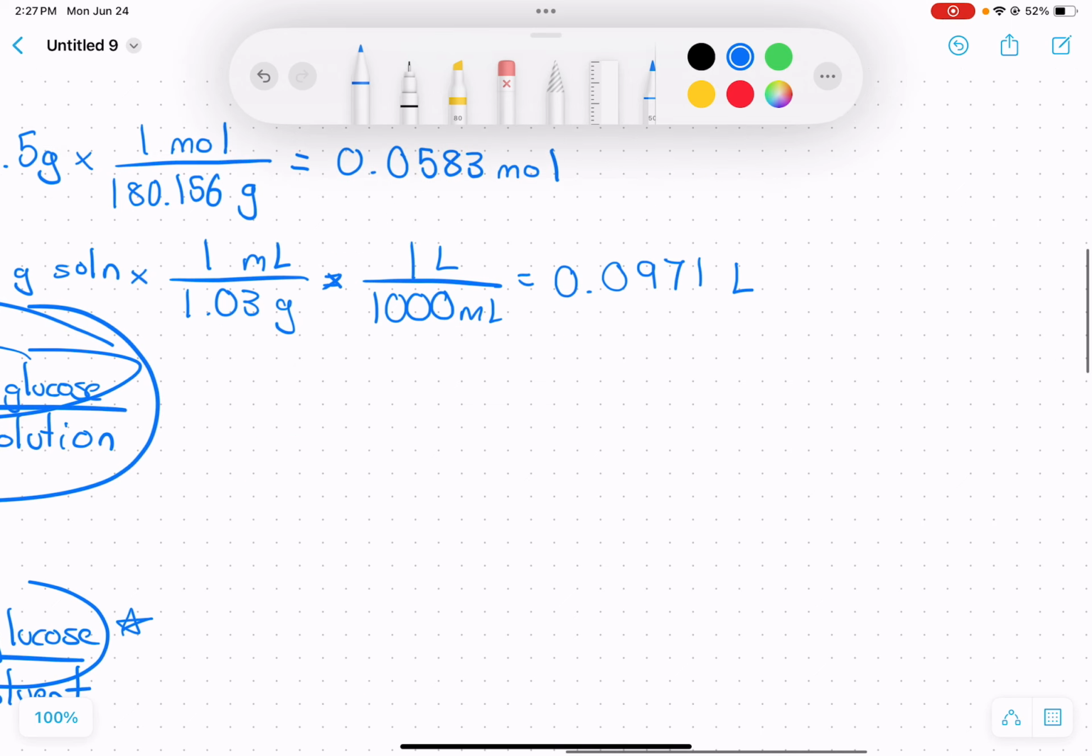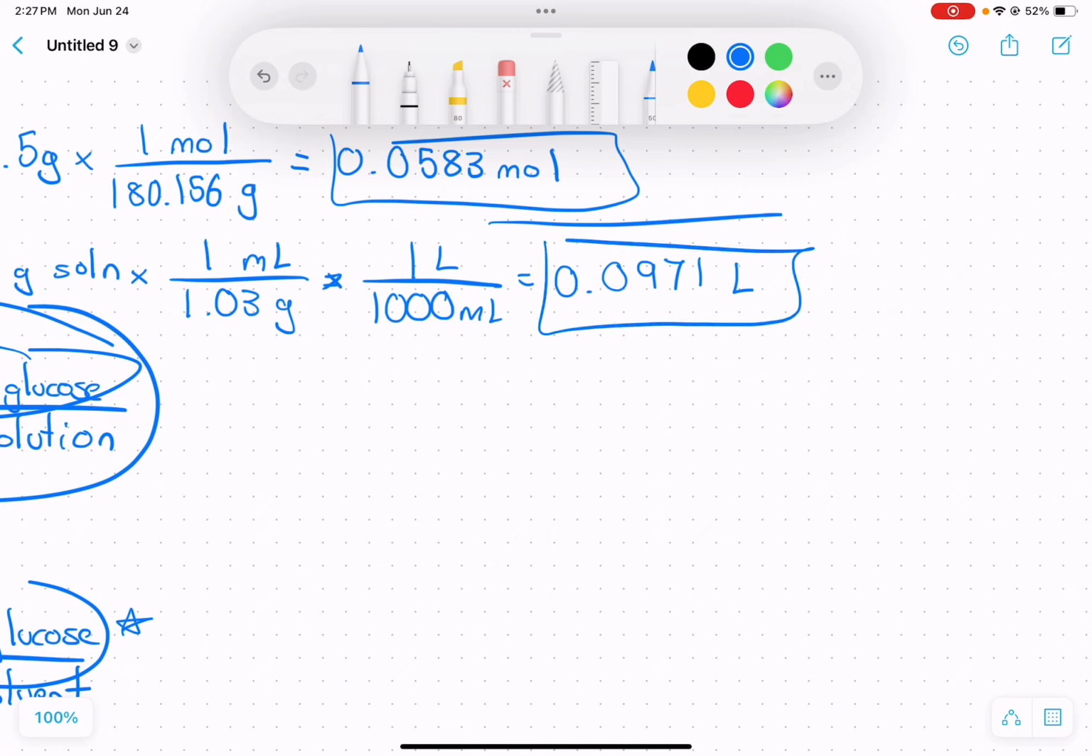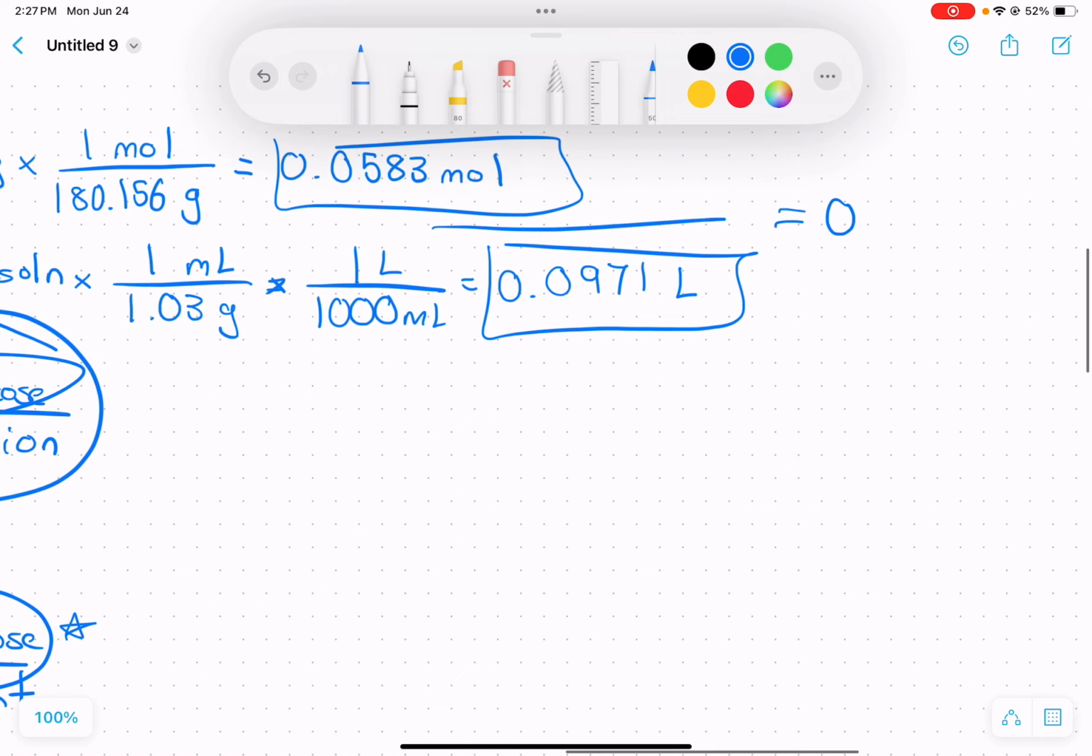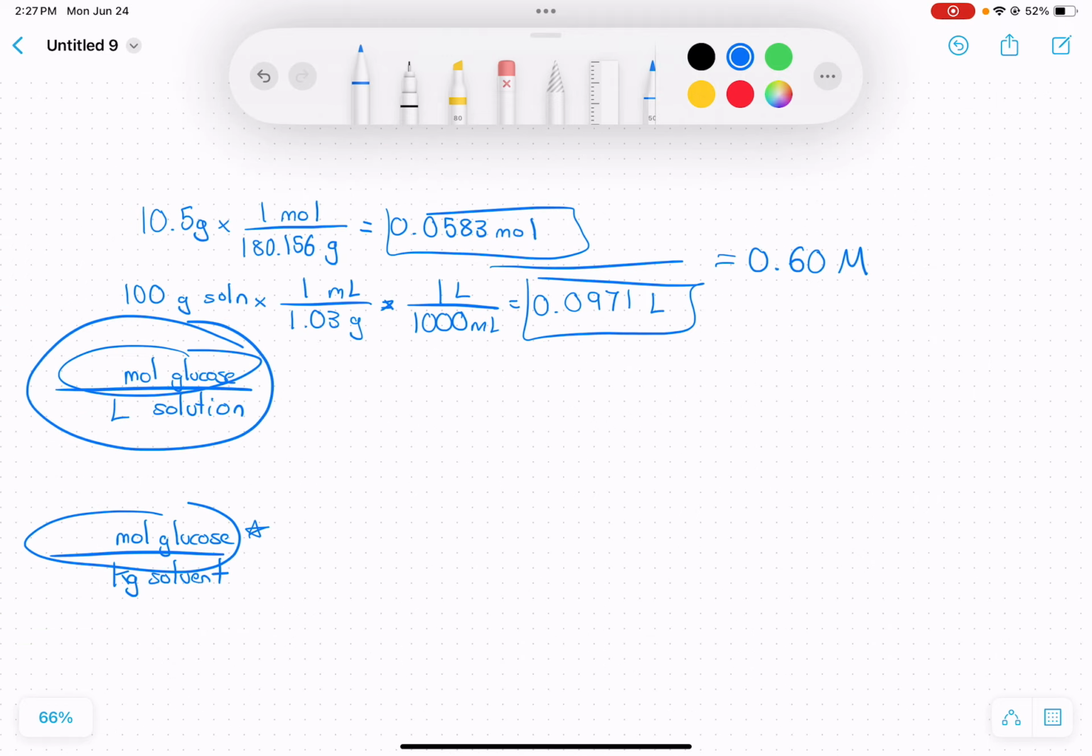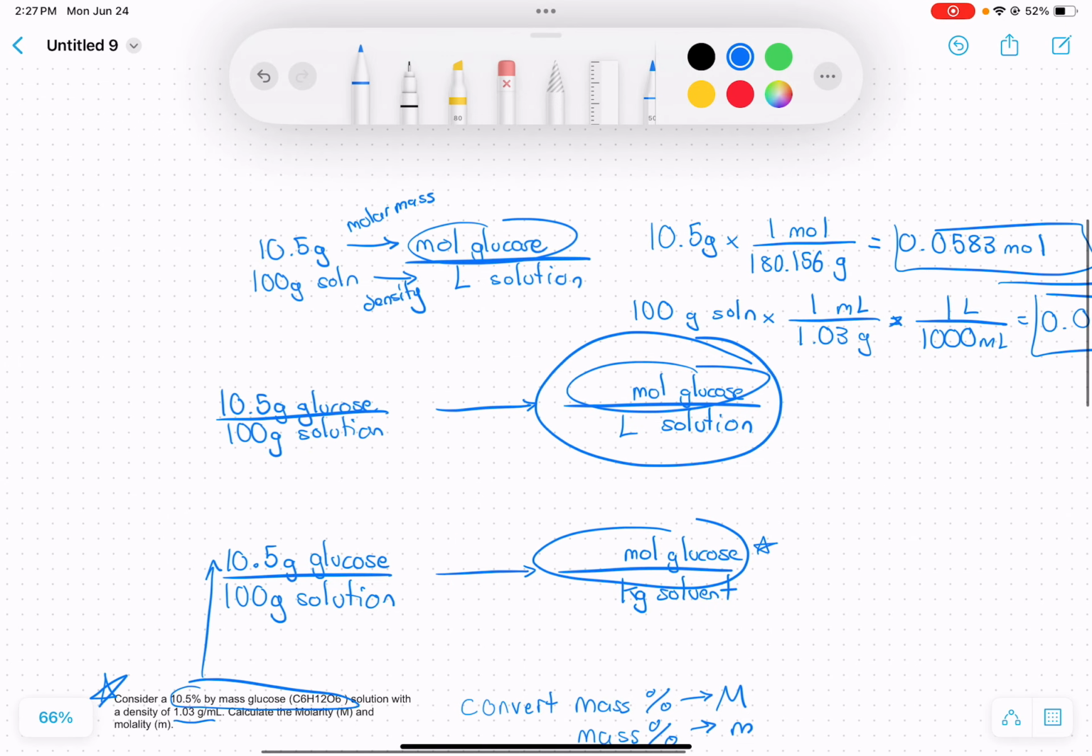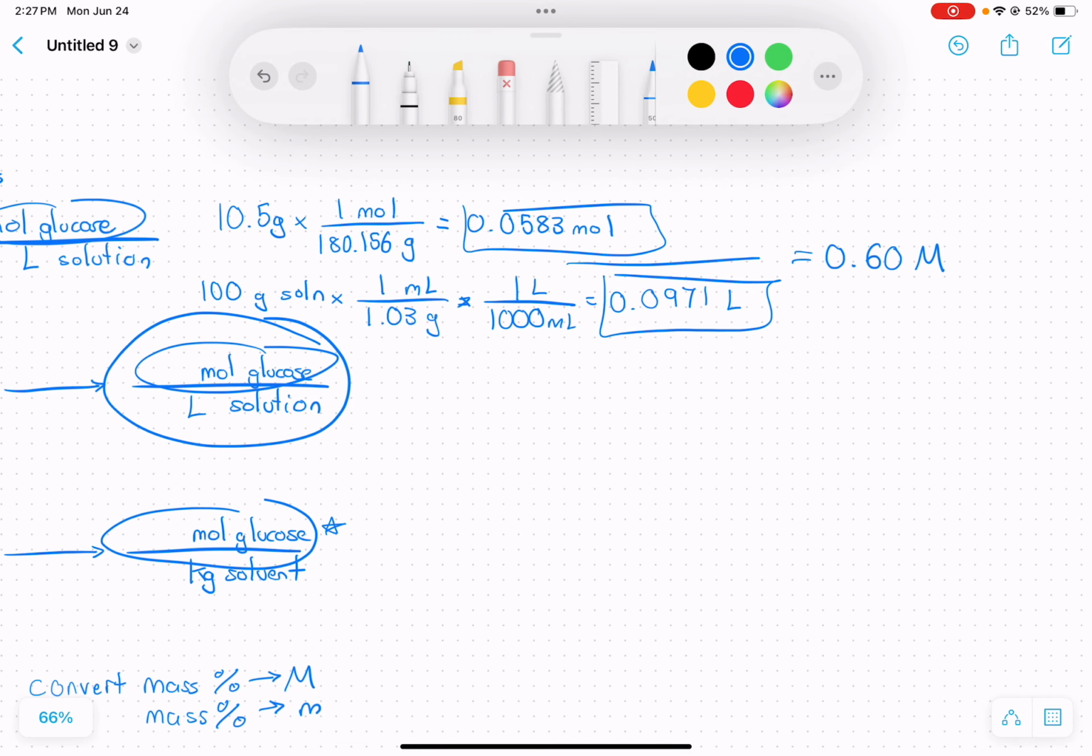What's the definition of molarity? Moles per liter. So we're going to divide moles by liters to get the molarity. 0.0583 divided by 0.0971, or 0.60 molar. So a solution that is 10.5 mass percent with this particular density is 0.60 molar. Different way of expressing the concentration.